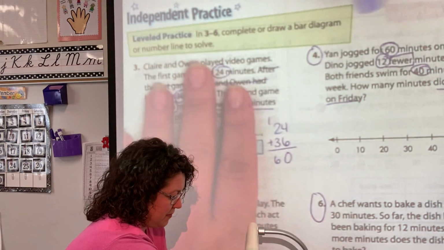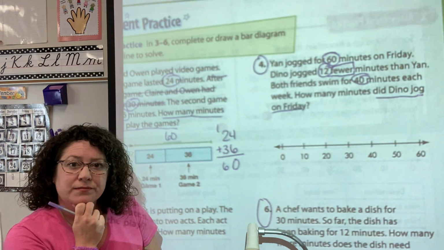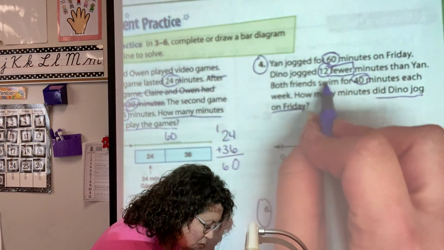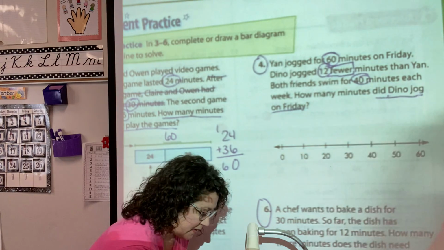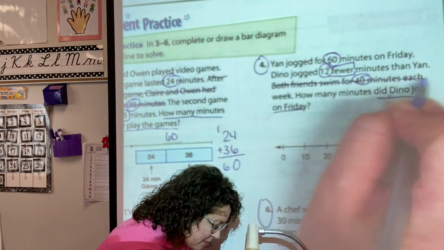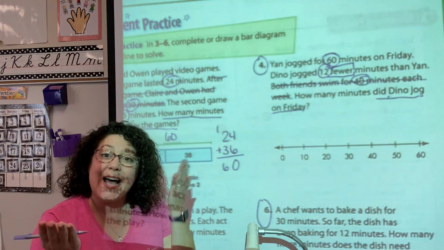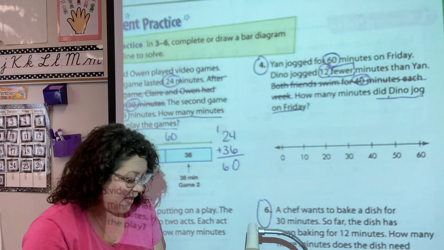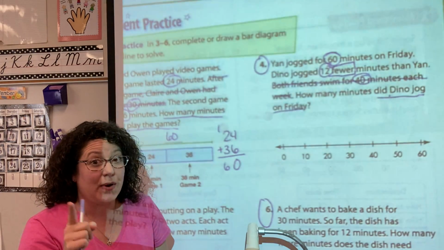Okay. Is there unnecessary information in this problem? Yes. It's talking about swimming, but the question is asking only about Dino jogging. So you can mark out the swimming part. Okay? It's not asking how much they jogged together. It's asking about Dino. And we boxed that clue fewer. So you should know now what to do.